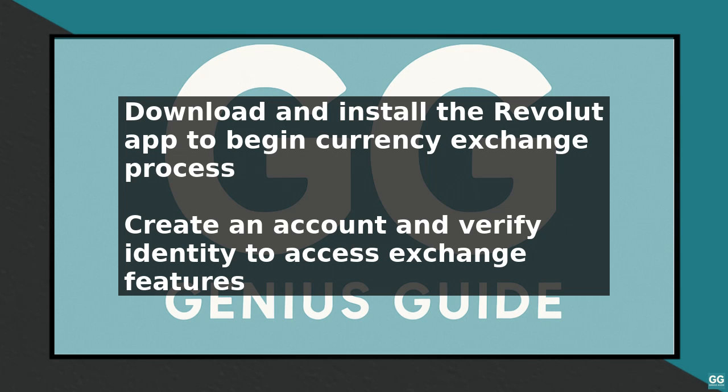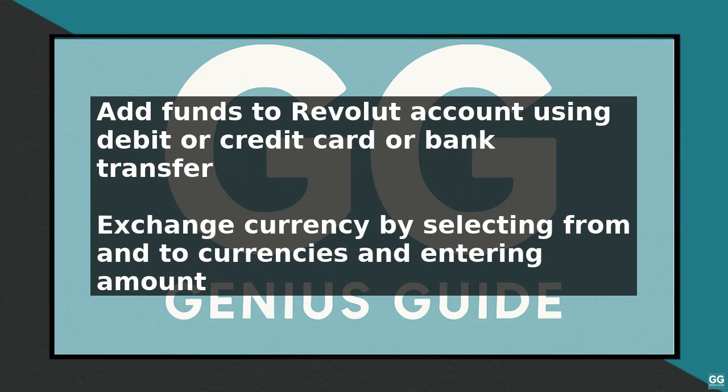To exchange currency, go to the Accounts tab and select the currency you want to exchange from. You can then choose the currency you want to exchange to and enter the amount you want to exchange. Revolut uses wholesale exchange rates, which are often more competitive than those offered by banks and other currency exchange services.